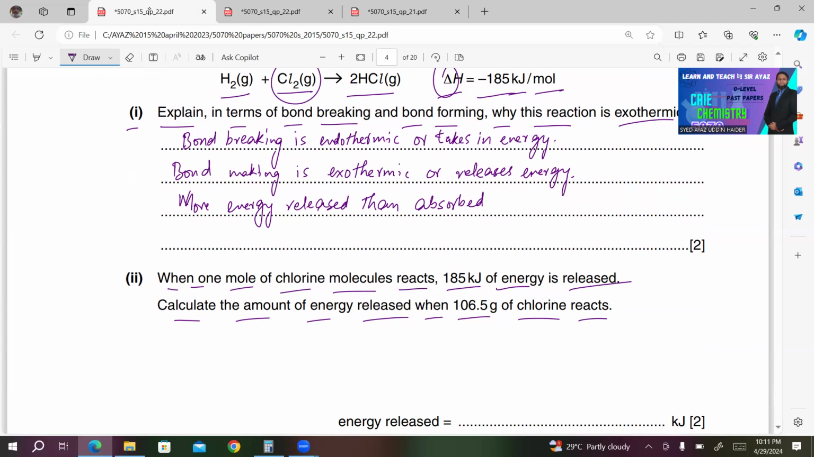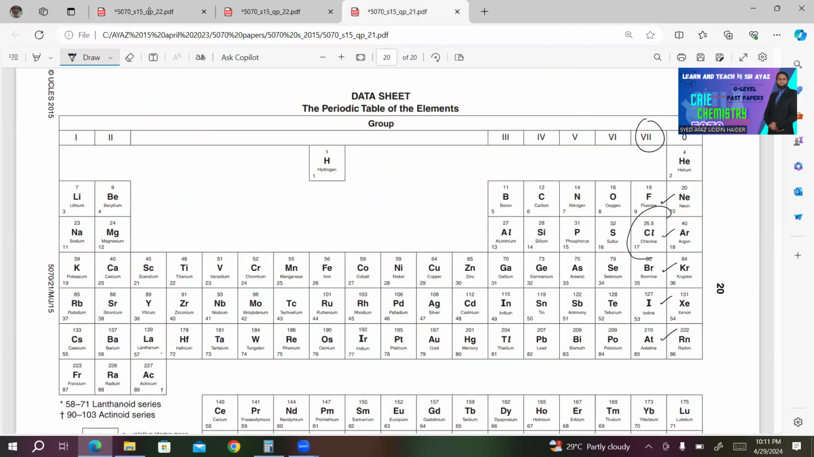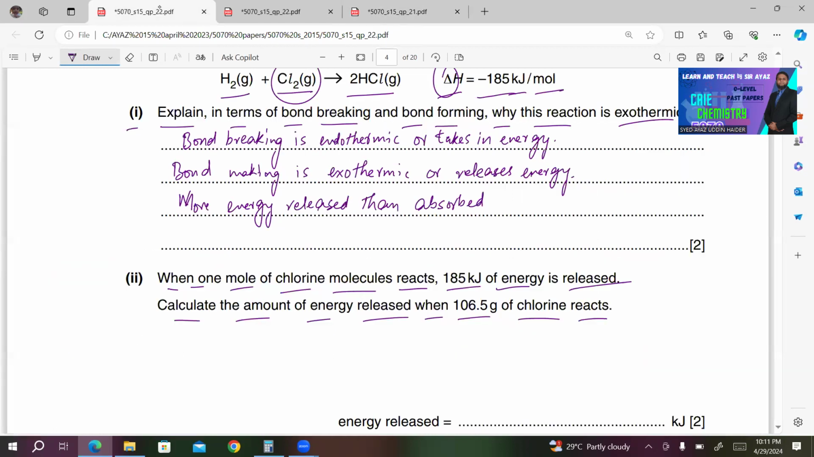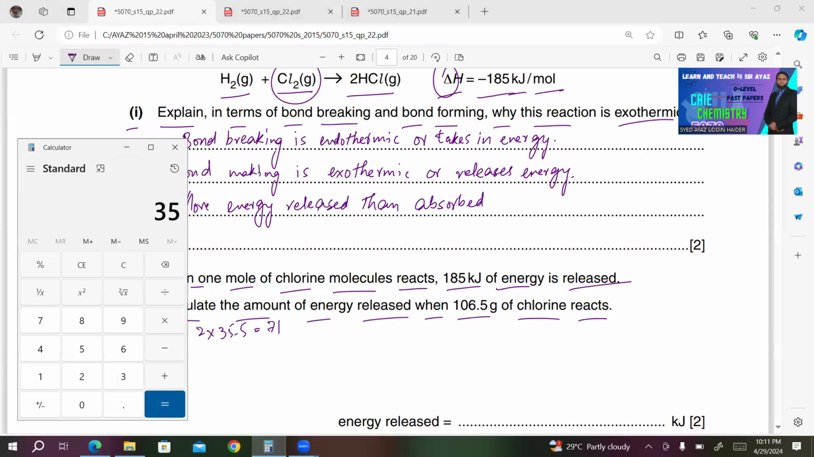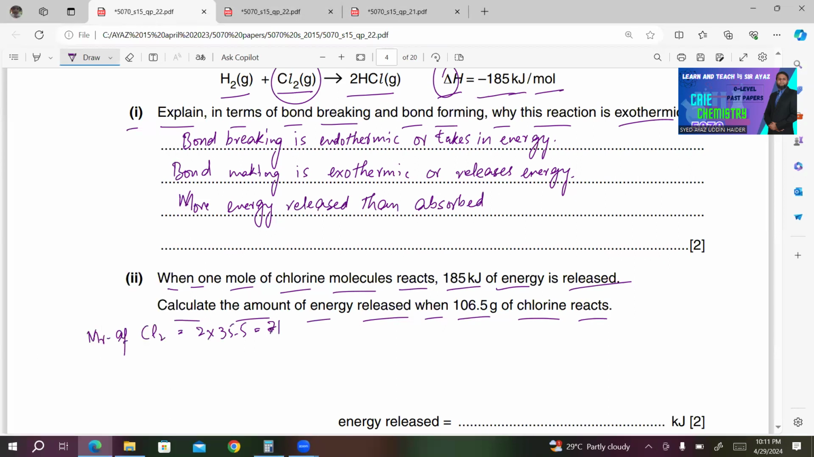In both cases, you need the Mr of chlorine because we have Cl2. So I must say Mr of Cl2. For this, you need the Ar of Cl. Where is Cl? Here is Cl. Ar is 35.5. So Mr of Cl2 is 2 multiplied by 35.5, which gives 71. So 71 is the Mr.